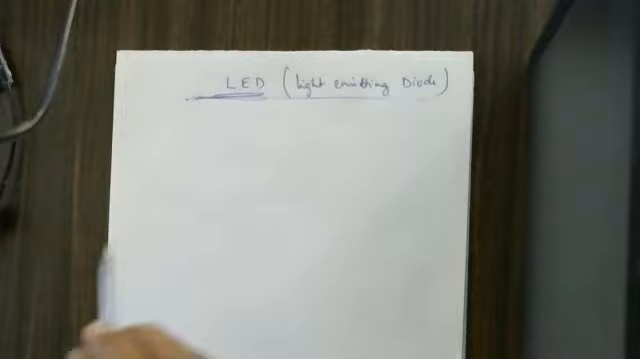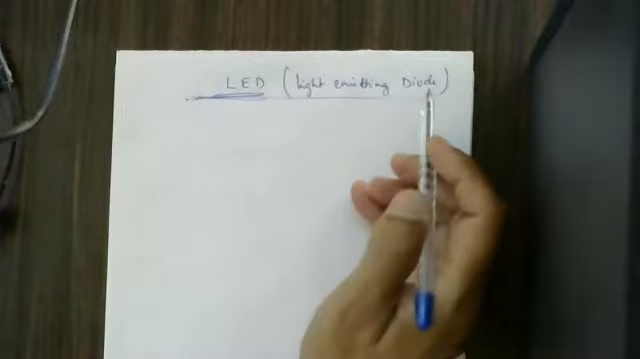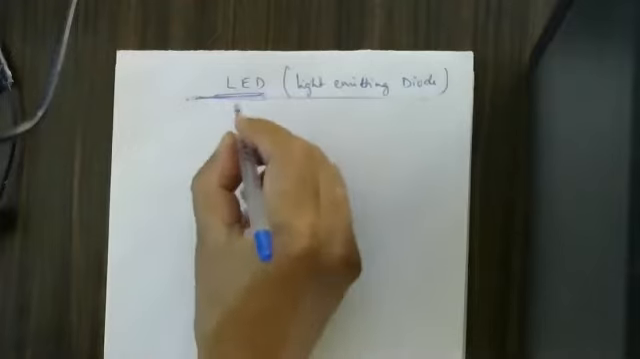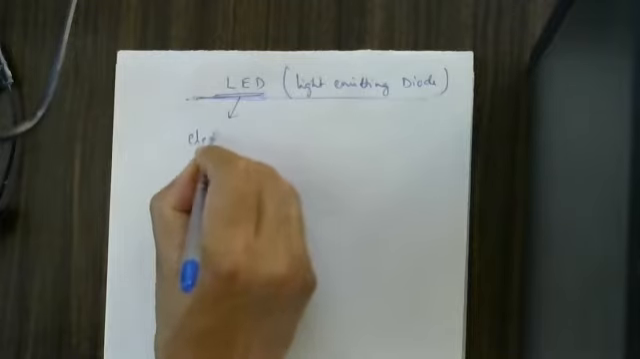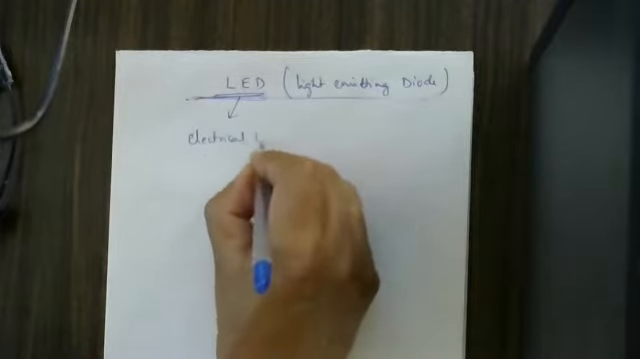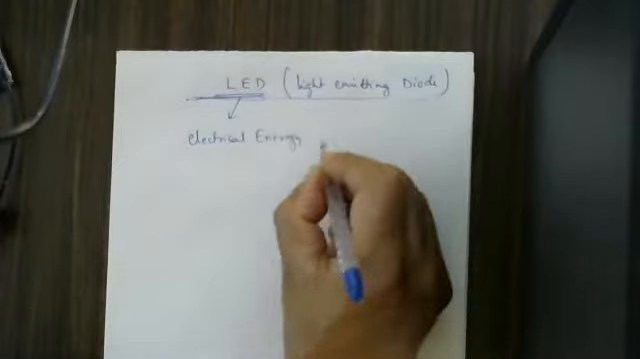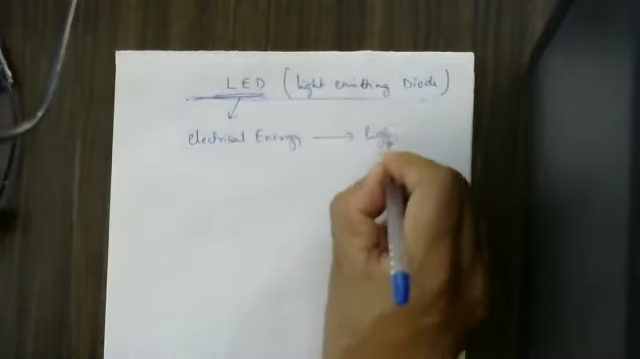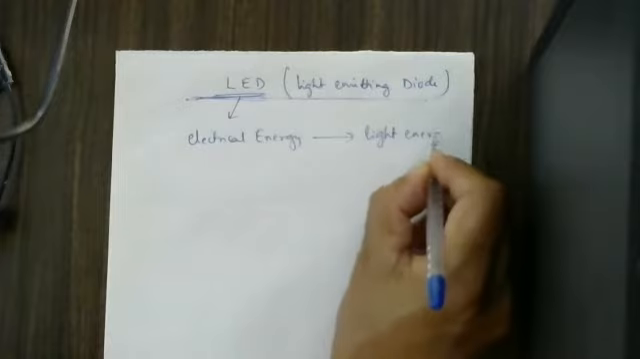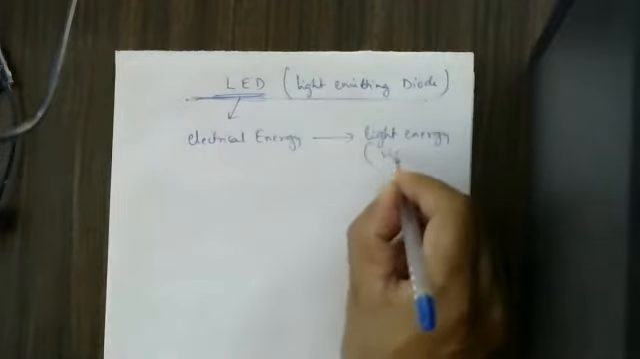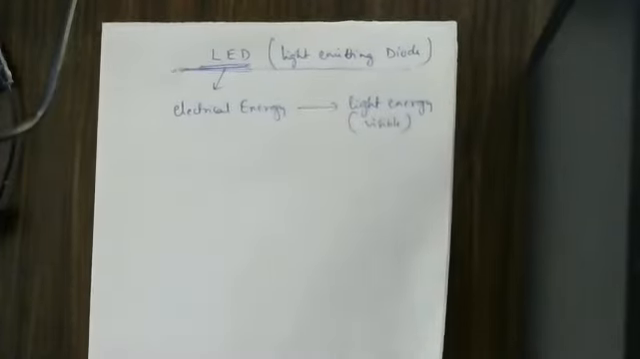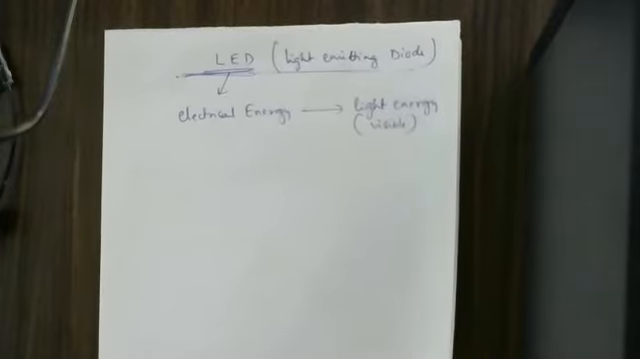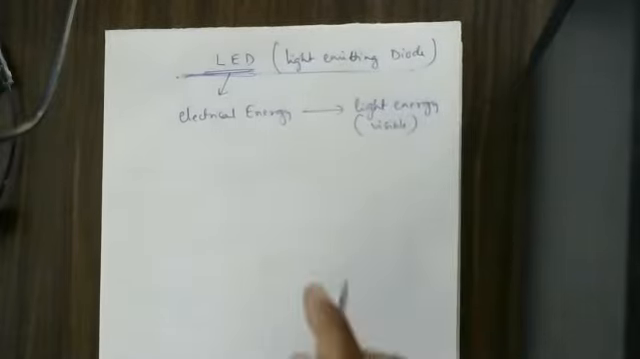First concept: LED means light emitting diode. It converts electrical energy into light energy. Of course, it is in the visible region, what we can see. On some occasions the light is there, but we cannot see it. Our eye cannot see all the wavelengths.